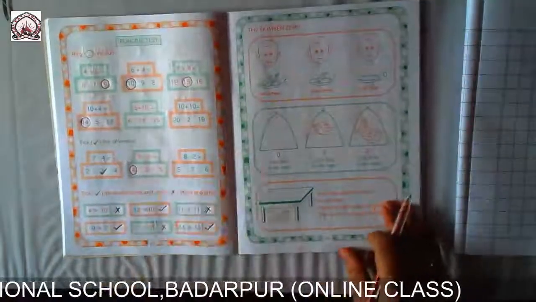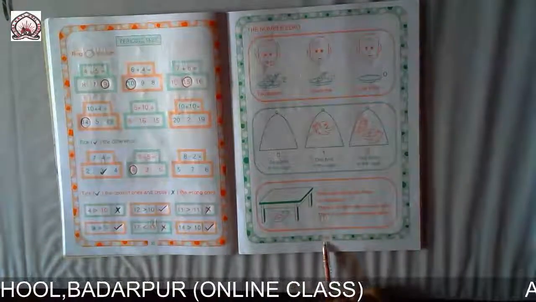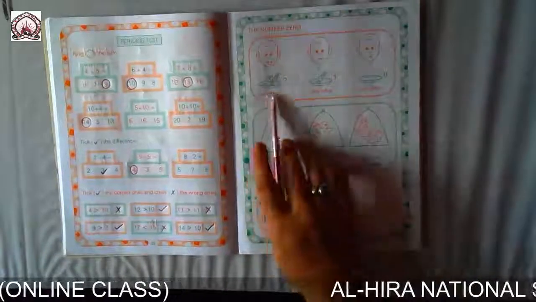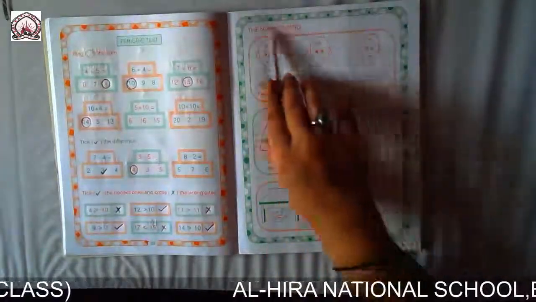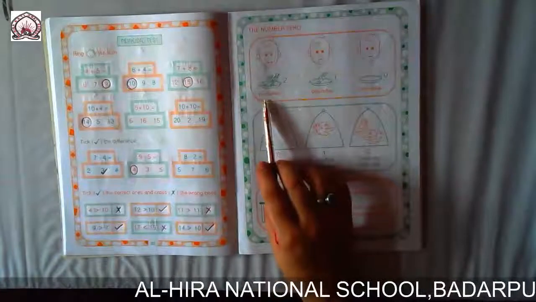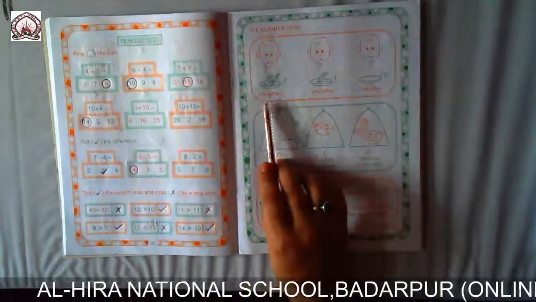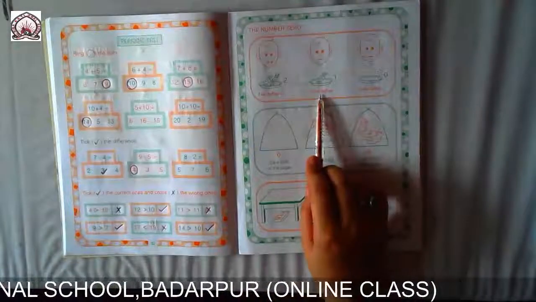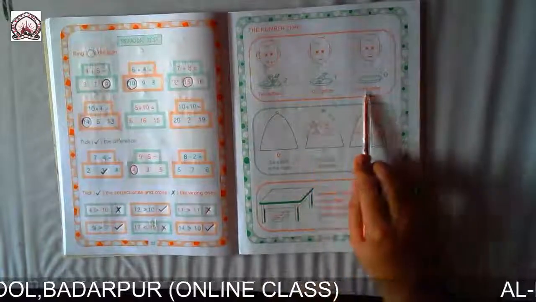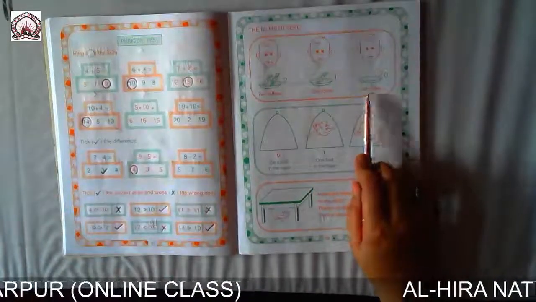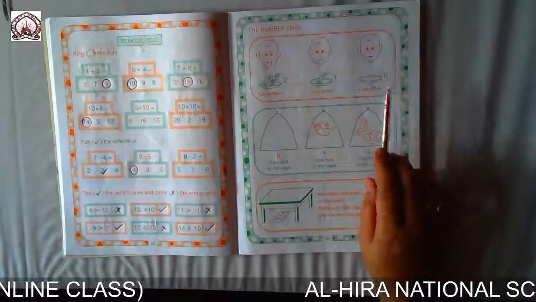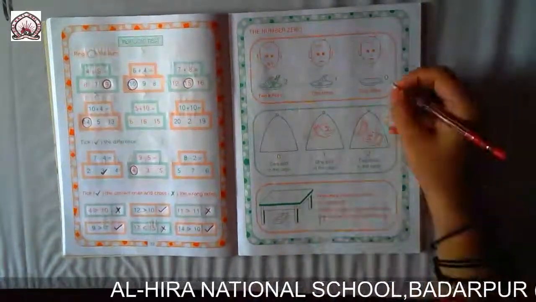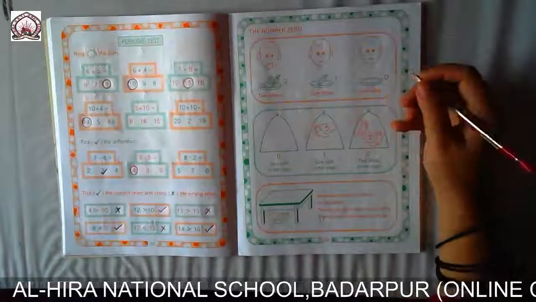Next, page number 33. The number 0. See the pictures. See the pictures very nicely. On the first plate, how many toffees are there? 2 toffees. On the second plate, how many toffees are there? Only 1 toffee. On the third plate, how many toffees are there? No toffee. Nothing. That means 0. So 0 toffee, nothing is there.